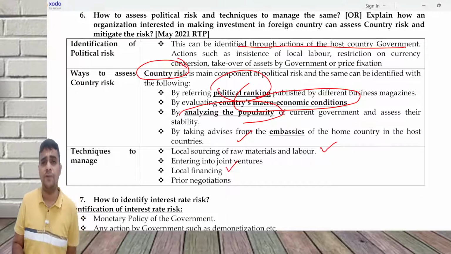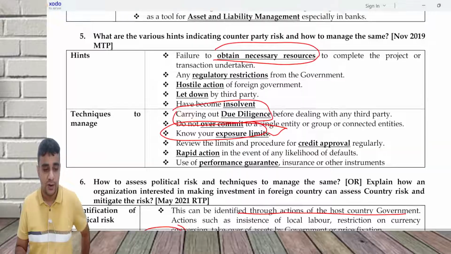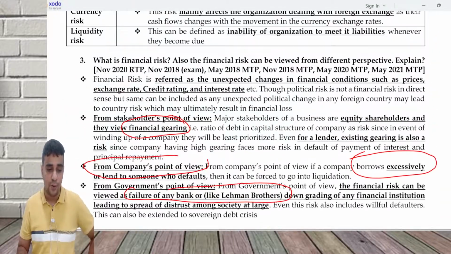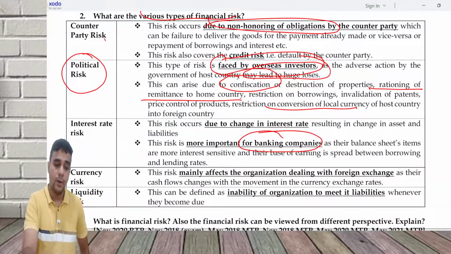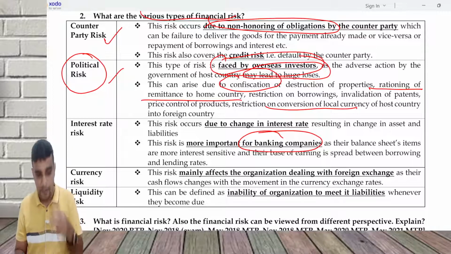How to identify interest rate risk? I think the next two risks are the interest rate risk and the currency risk. Your financial risk was broadly categorized into five. Counterparty risk, political risk. We understood how to assess and manage the counterparty.